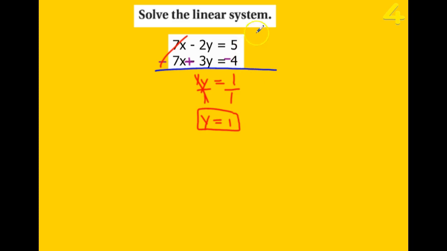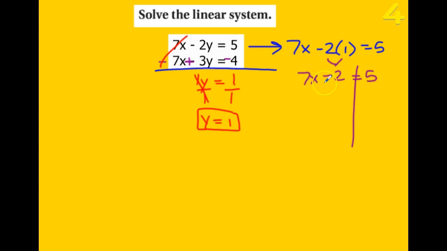And then we just have to plug it back in. I'm going to use the top equation. You can use either one. So 7x minus 2 times y, which is 1, equal to 5. Well, negative 2 times 1 is still negative 2, so we have 7x minus 2 equals 5.